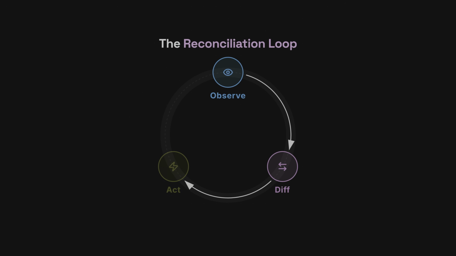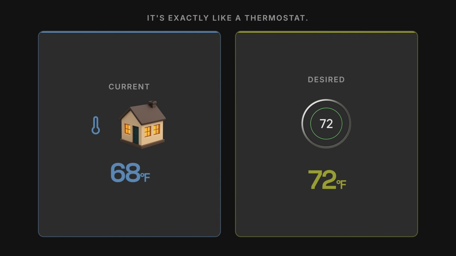So let's talk about the mechanism that makes this work. This is probably the most important concept in Kubernetes, and it's one that often gets buried under all the YAML and tooling. It's called a control loop, or a reconciliation loop, and it works like this. Step 1, observe the current state of the world. Step 2, compare it to the desired state, the state you declared. Step 3, if they don't match, take action to close the gap. Then repeat, forever.